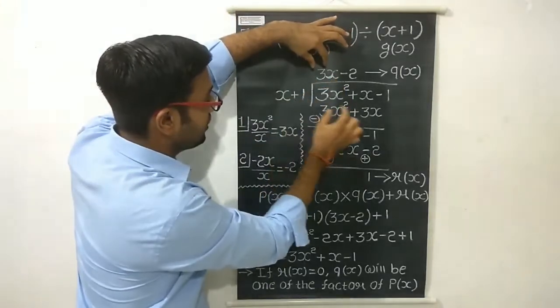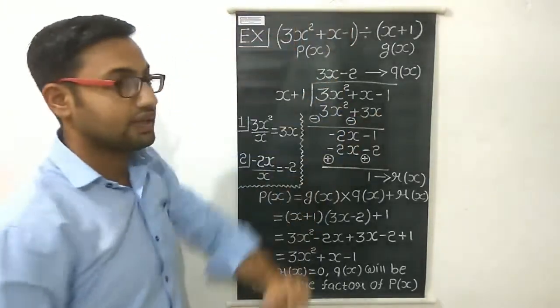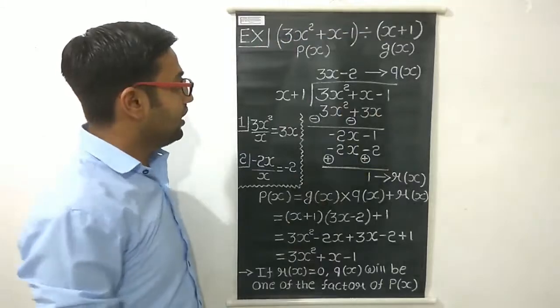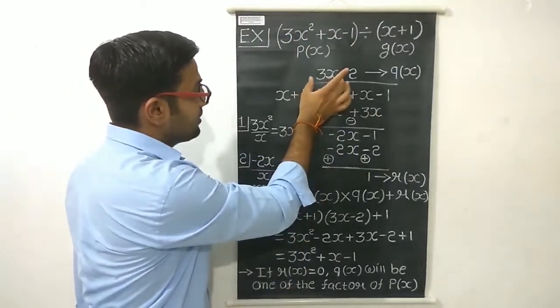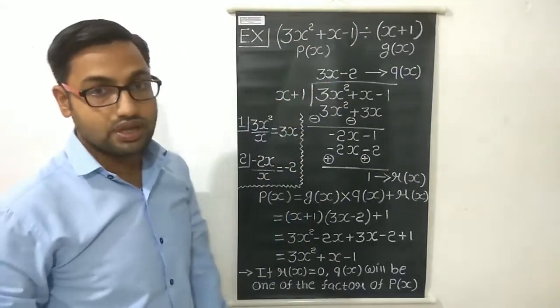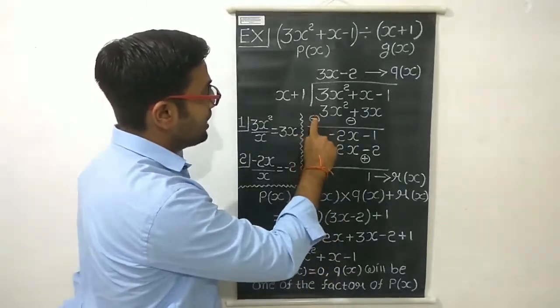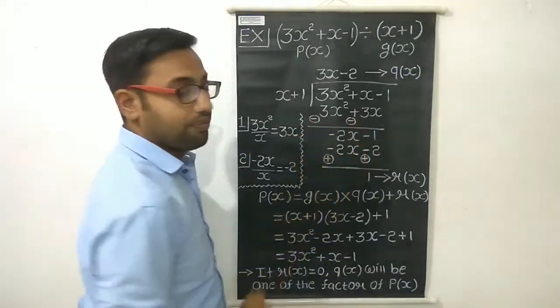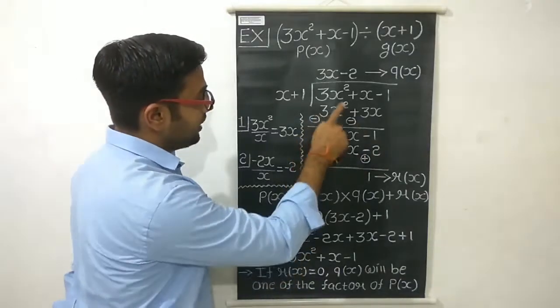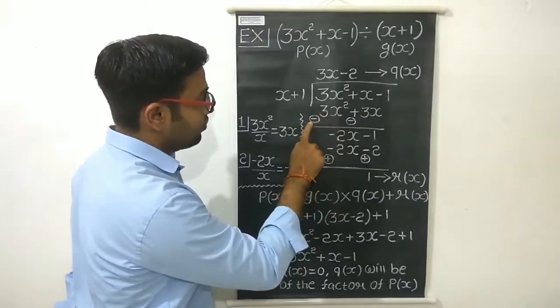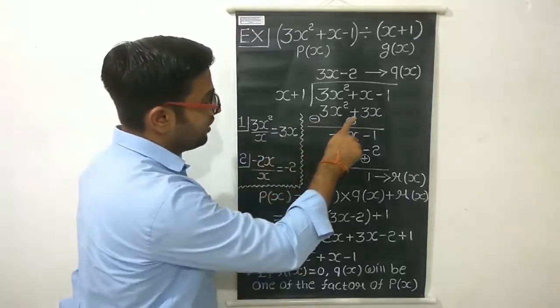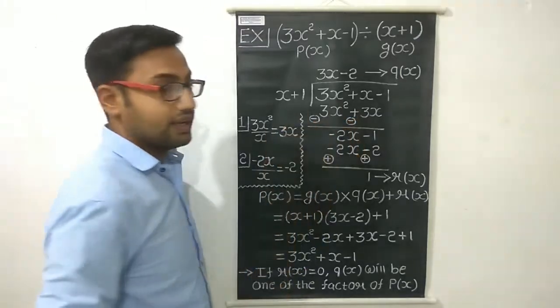3x into plus 1 gives us plus 3x. Okay, we have to multiply this 3x with both these terms. Now what will happen? We have to change the sign of both these terms. Here this term 3x square is plus, so we have to take it as a minus. This is plus, again we have to take it as a minus.